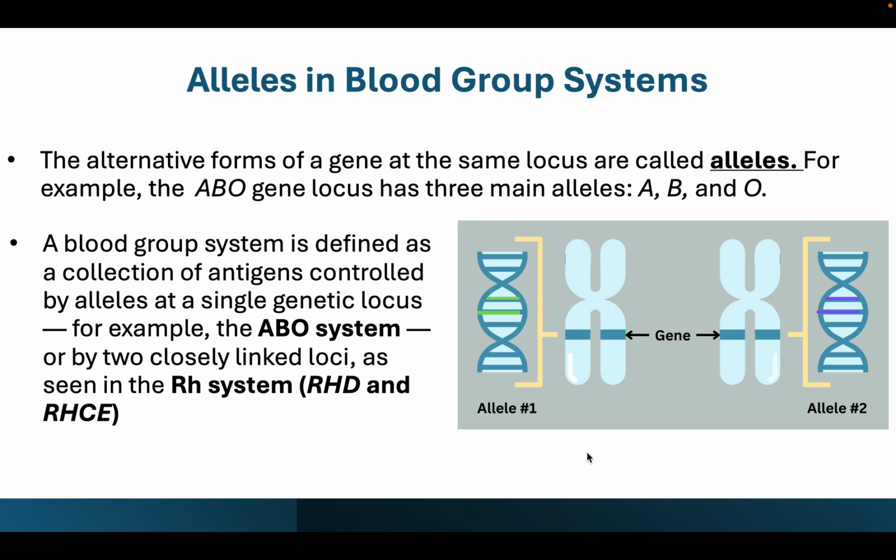The lectures that focused on alleles. So the alternative forms of the gene at the same locus are called alleles. For example, as you can see here in the pictures below, this is our gene of interest, and each gene is located on an allele, which is the form of the gene.